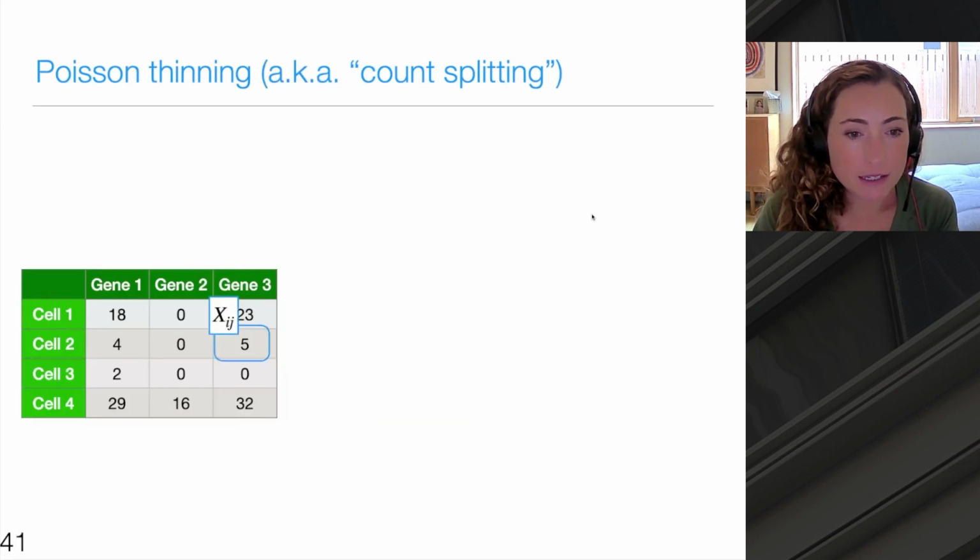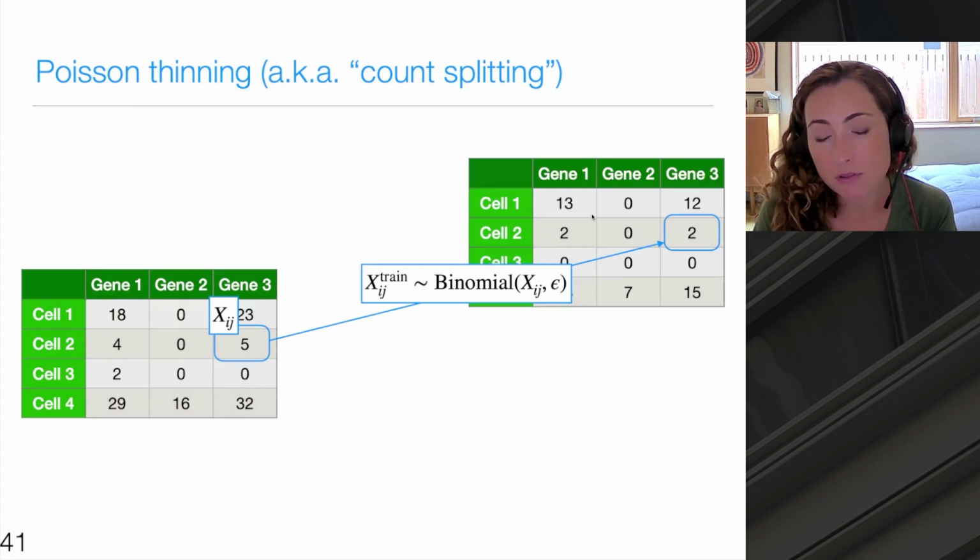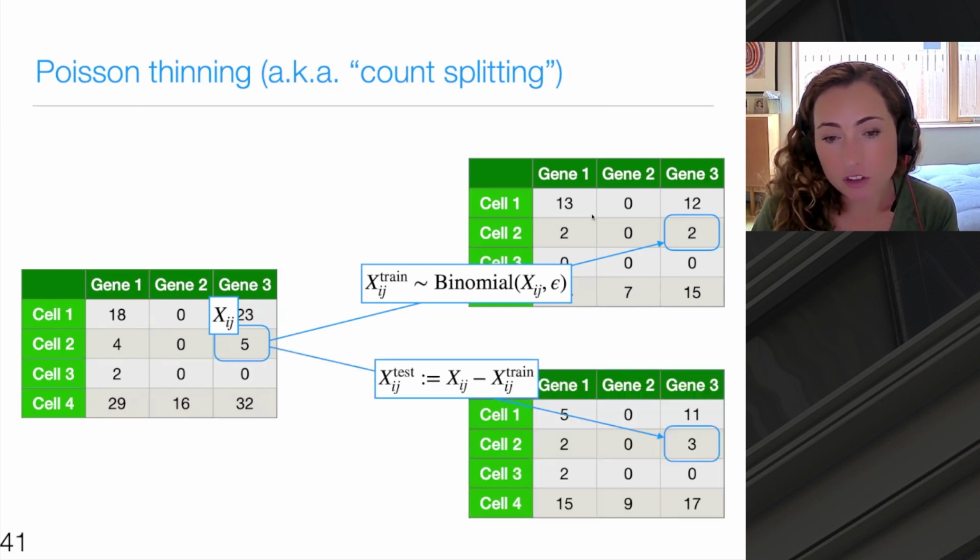So what's the idea? We take a particular element of this matrix, which we're modeling as a Poisson. Poisson data thinning tells us to generate a training observation from a binomial distribution, and then generate a test observation by taking the original data and subtracting the training data. We do this for every element in this data matrix to get independent training and test sets. Then we can fit a model on the training set and evaluate it on the test set.